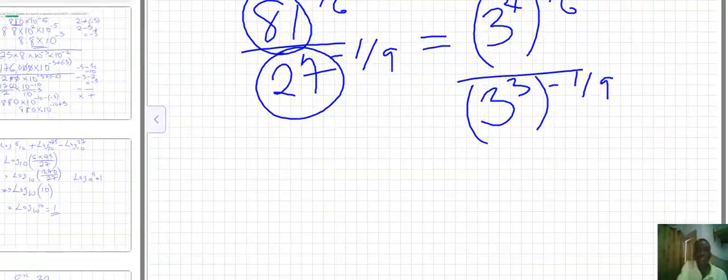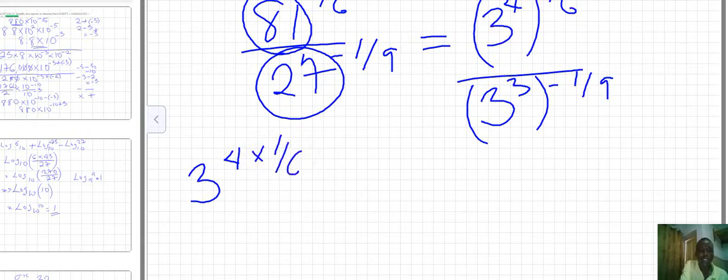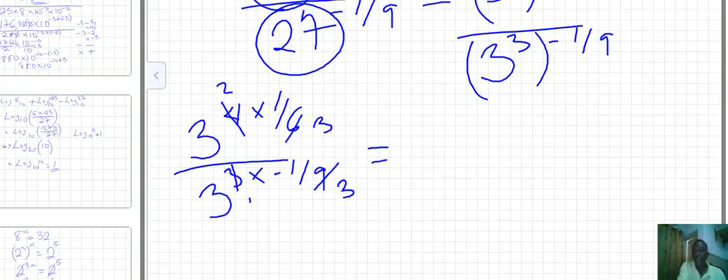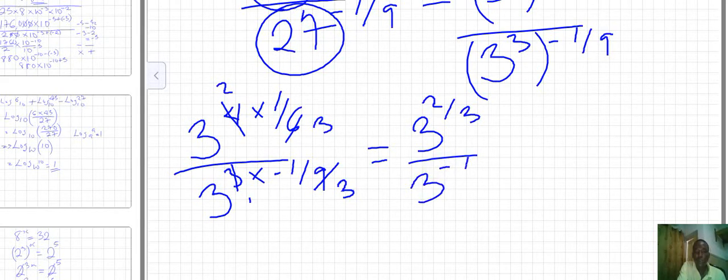This will now give us 3 raised to power 4 times 1 over 6, all over 3 raised to power 3 times minus 1 over 9. So 2 here will give us 2, and then 2 here will give us 3. So having gotten to this point, this will give us equal to 3 raised to power 2 over 3, all over 3 raised to power minus 1 over 3.